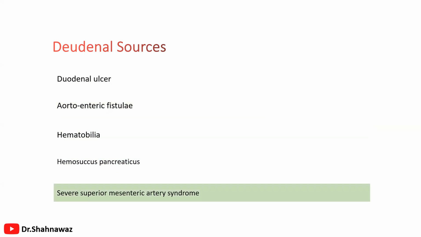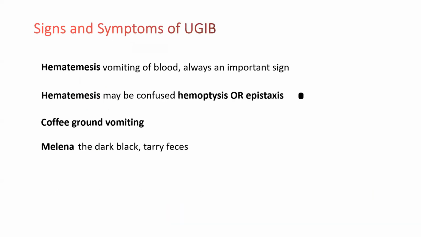And look at the superior mesenteric artery syndrome, in which the duodenum is compressed between the abdominal aorta and the superior mesenteric artery, that will lead to mucosal injury, and that is the source of the bleeding. And look at what could be the signs and symptoms of upper GI bleeding.